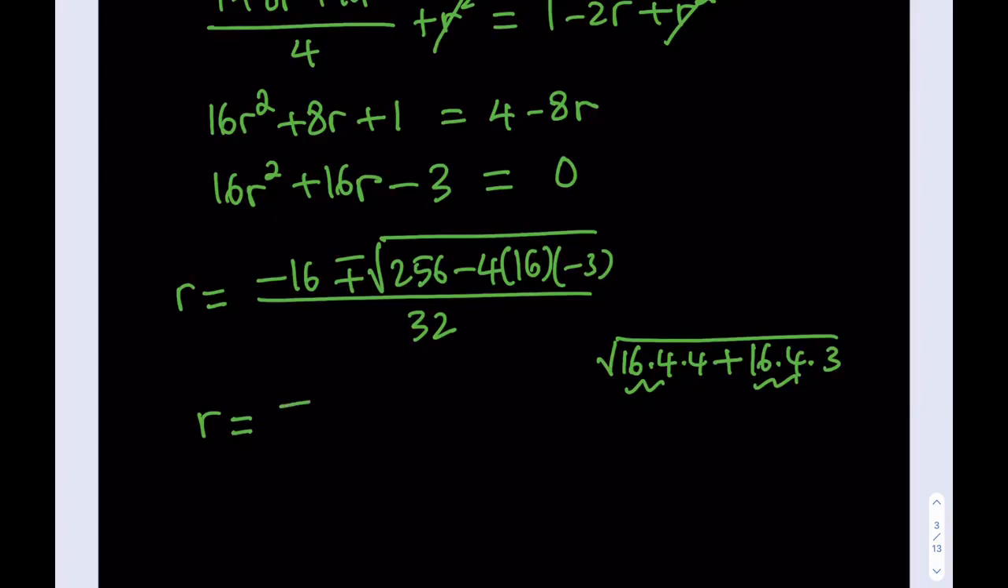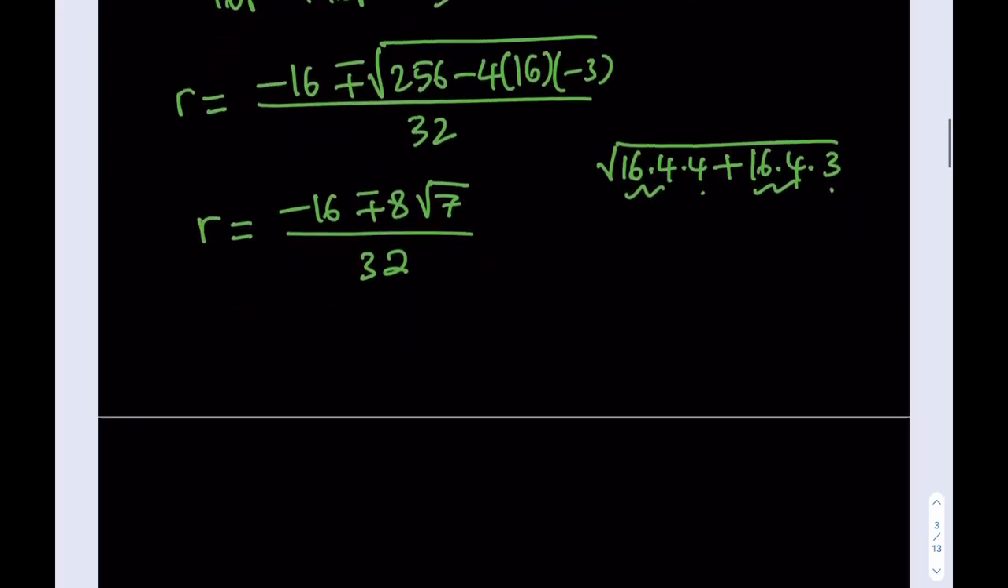So I have negative 16 plus minus 8 times the square root of. What do I have under the radical? 4 plus 3, which is 7. Wow, that was easy. Divided by 32. Beautiful. What's next? Okay. The next step is actually fairly easy because all I have to do is simplify this fraction. But before we do that, let's go ahead.